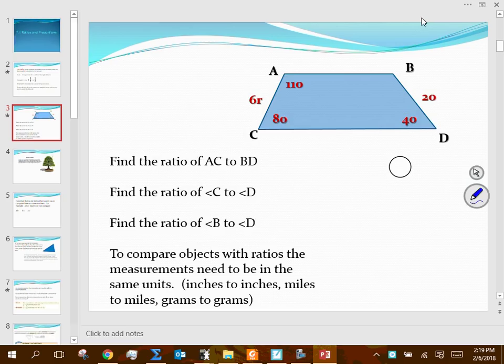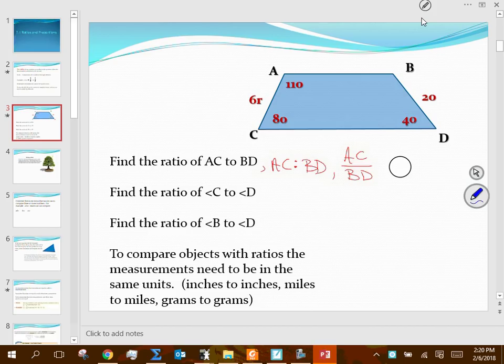Just some examples here. It says find the ratio of AC to BD. Now it's important how you read this. It says AC to BD. That means if I'm going to write it in that notation, AC needs to come first. And if I'm writing it as fraction notation, then AC needs to be your numerator. Does that make sense? The first thing you read is your numerator, the second thing you come across is your denominator.